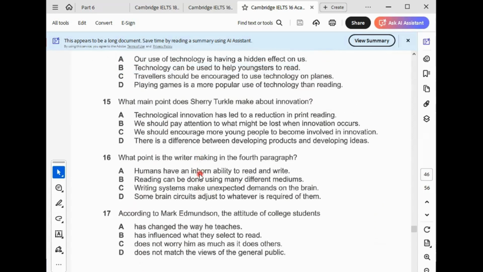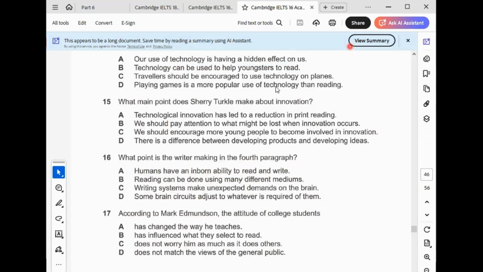Number 16. What point is the writer making in the fourth paragraph? Humans have an inborn ability to read and write. No, that's not the point. This thing is true, but it's extra information from another place. I just gave you the list of 3 things. Option A is not what is in the passage. Even though it is true, it's not in the passage. You understand now? And I don't even think human beings have an inborn ability to read and write. We learn it. But that's not even what is in the passage. So option A is not the answer.